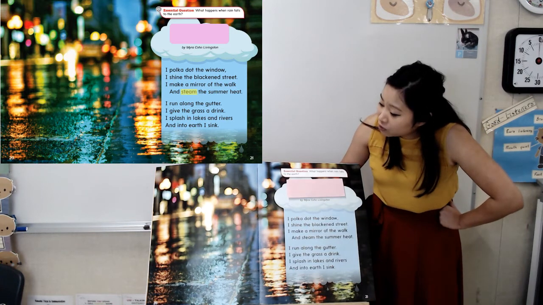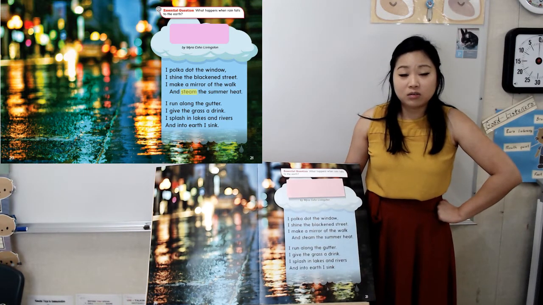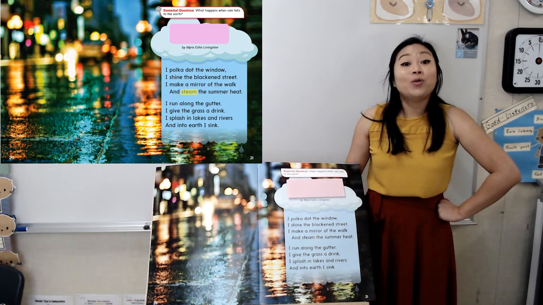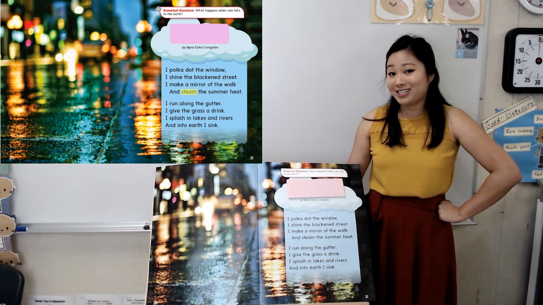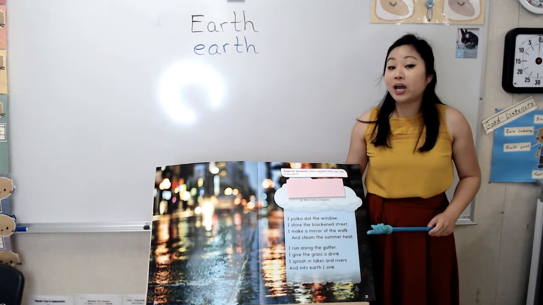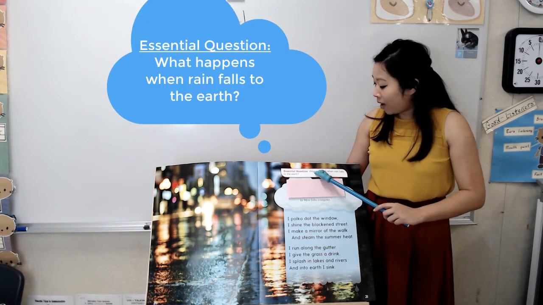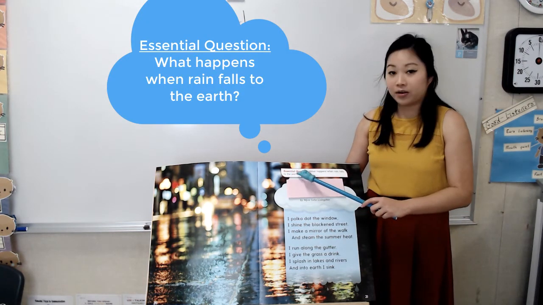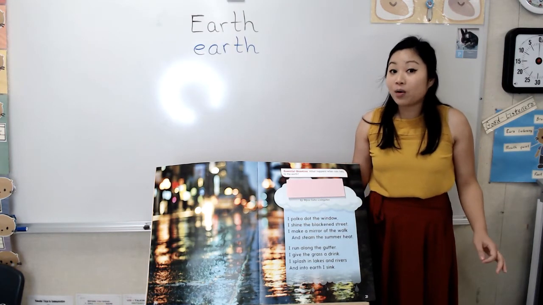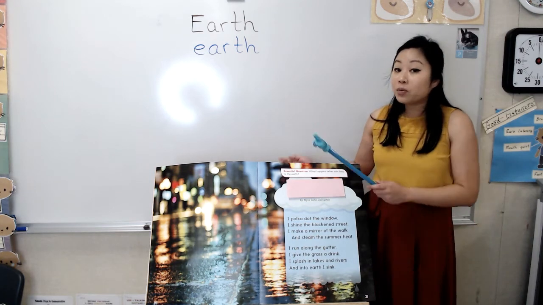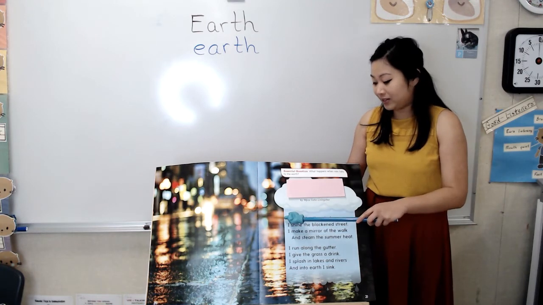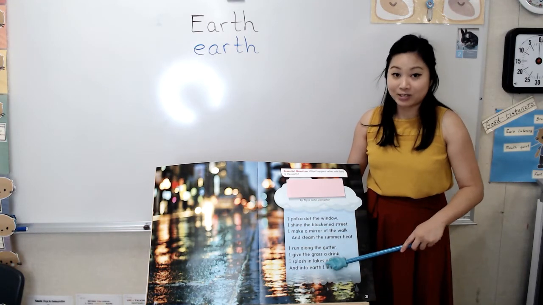What do you notice about the street? Does it look wet or dry? You're right. It looks kind of wet. We made a whole bunch of great observations. Let's read our poem. And when we read our poem, the essential question I want you to think about is, what happens when rain falls to the earth? And don't forget, your job is to try and figure out the answer to the riddle. And whenever we read, we go from left to right, top to bottom. This is the first word and the last word.